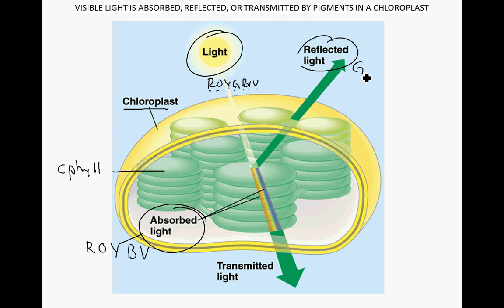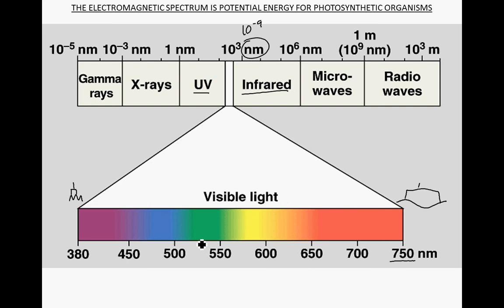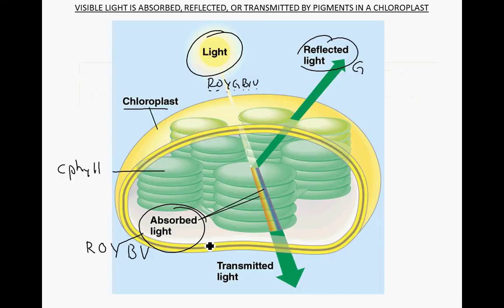For whatever reason, the structure of that chlorophyll molecule is not sensitive to that part of the visible spectrum that we call green. So it's here in this 530, 540 nanometer range. The chlorophyll is not sensitive to that. It's not absorbing it. And so those green wavelengths of light are then reflected. That is, they bounce off.